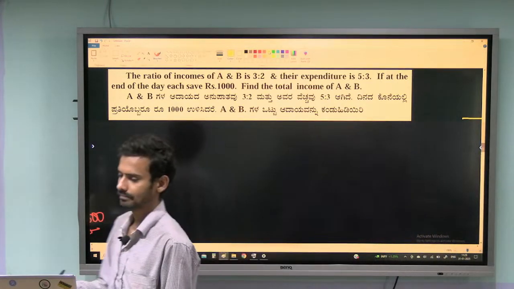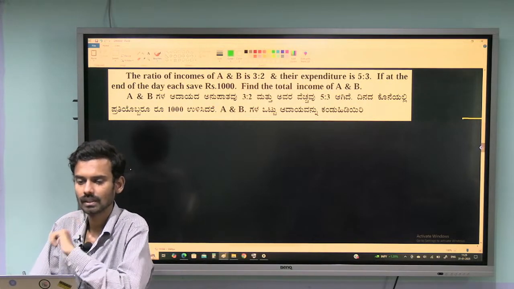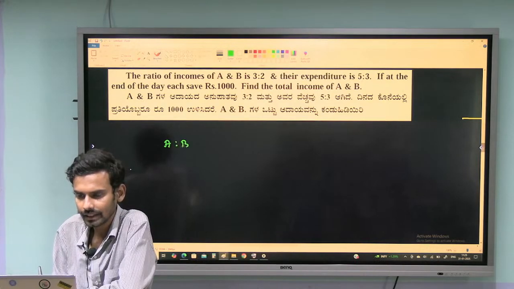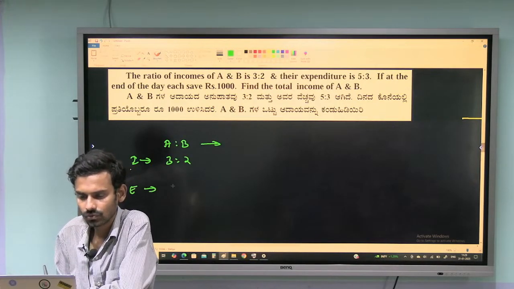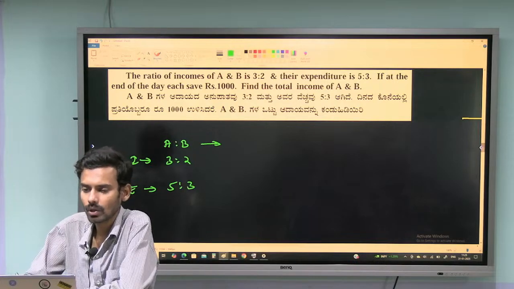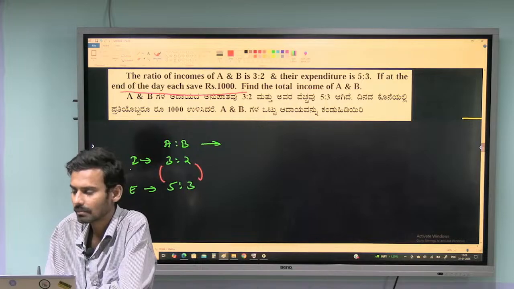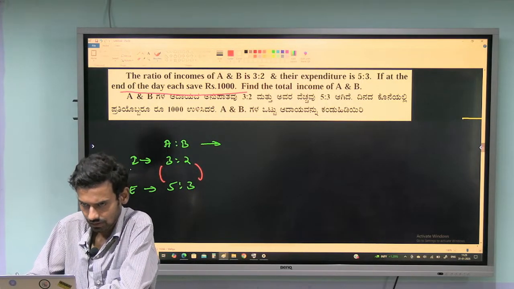Done. Then with this, the ratio of income of A and B is 3:2. So A is to B, income ratio is 3:2 and expenditure ratio is 5:3. Anyhow, I am not getting this difference as the same, but the question is saying they are saving the equal amount, that is 1000 and 1000. So let me make the difference the same.